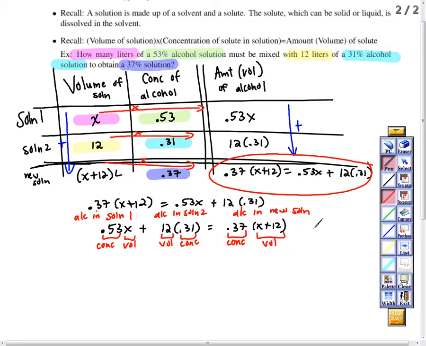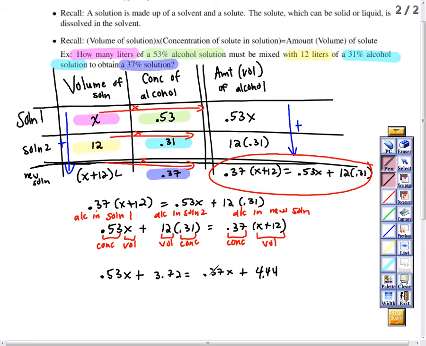Do you see that this can be done very easily without a chart, but the chart makes it very nice? I multiply all 3 rows across, add the first column down, the third column down, and you end up with an equation. So let's solve it. I get 0.53x plus, what is 12 times 0.31? 3.72, equals, and then I distribute the 0.37, plus 12 times 0.37, which is 4.44. I'm going to solve for x.